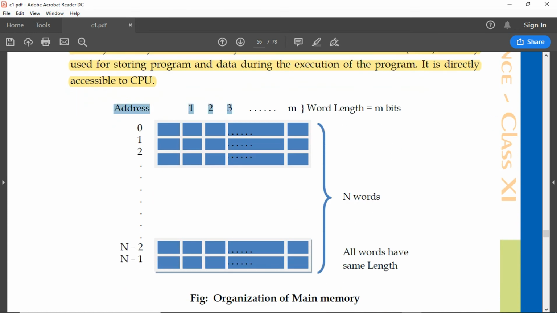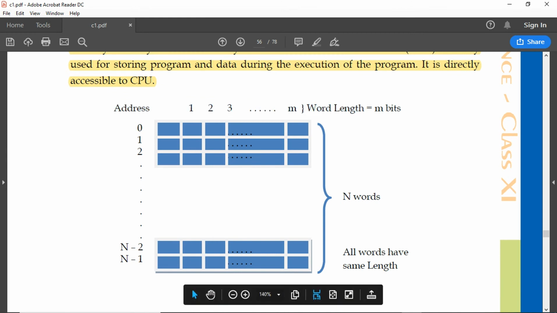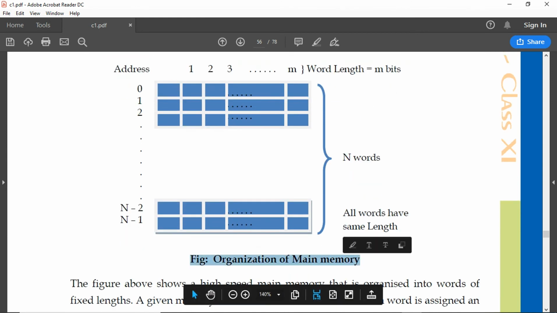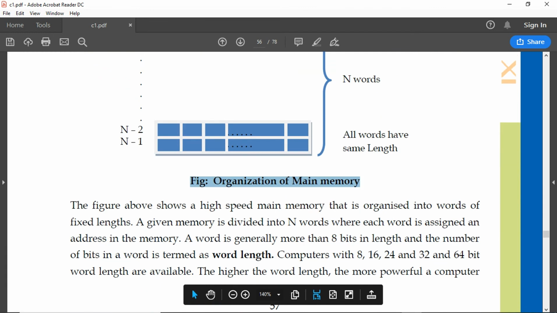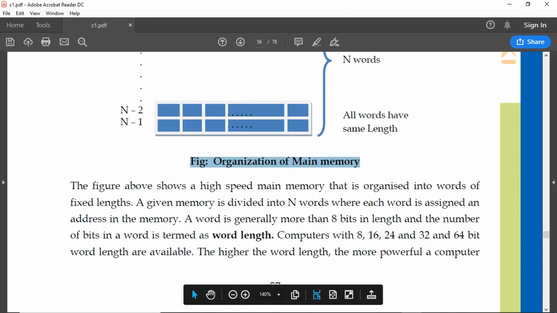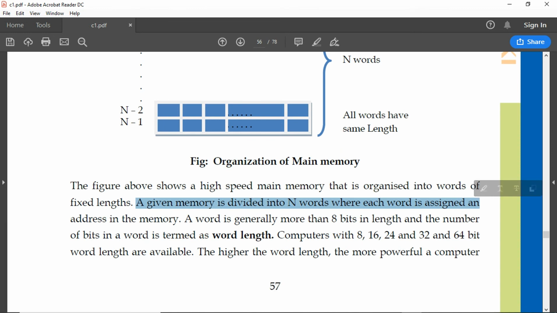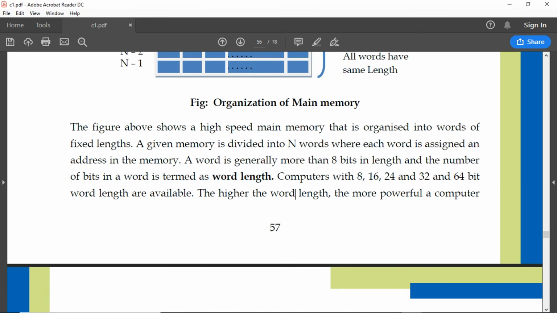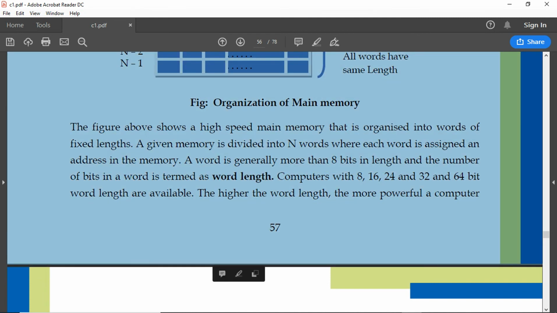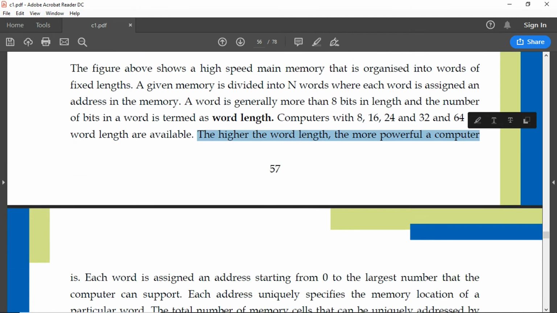Fig. Organization of main memory. The figure above shows a high-speed main memory that is organized into words of fixed lengths. A given memory is divided into n words where each word is assigned an address in the memory. A word is generally more than 8 bits in length and the number of bits in a word is termed as word length. Computers with 8, 16, 24, 32 and 64-bit word length are available. The higher the word length, the more powerful a computer.